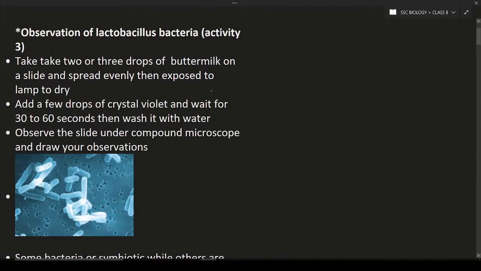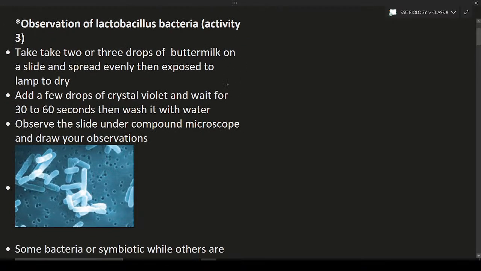Hello students, welcome to the new lecture. In this lecture we are going to start with the observation of lactobacillus bacteria. In the last class we stopped here: observation of lactobacillus bacteria. That is activity 3.